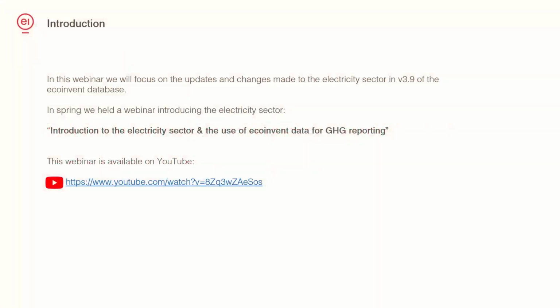In this webinar, we will focus on the updates performed and implemented for the recently released version 3.9 of the ecoinvent database. We will talk about the yearly updates for the electricity sector and explain more about version 3.9's unique updates. Already in spring, we held a webinar titled Introduction to the Electricity Sector and the Use of ecoinvent Data for GHG Reporting. This webinar explained the structure and general modeling of the electricity sector in the ecoinvent database. Apart from a shorter refresher, I will not go into detail about the modeling of the electricity sector, but focus on changes done for version 3.9.